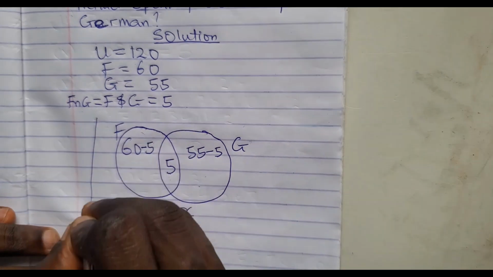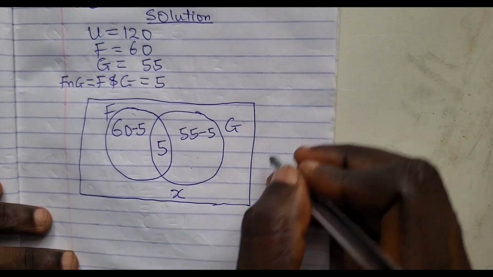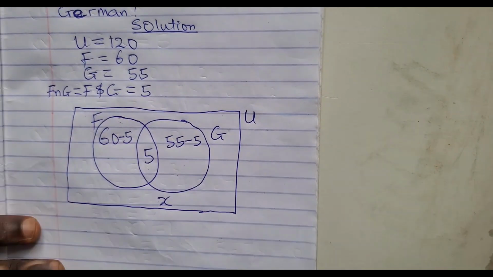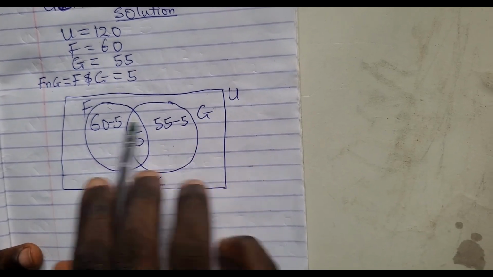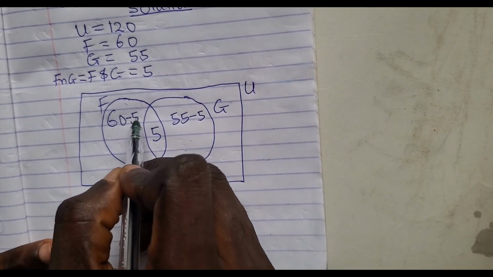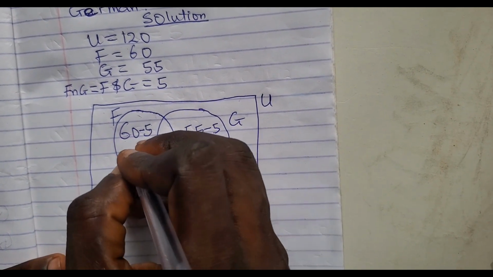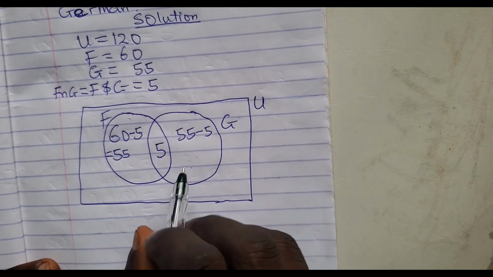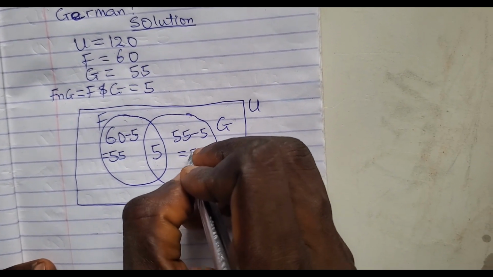So everything here, including this, is inside the universe. That is U. And our universe is equal to what? 120. So let's solve. We need to add all of them together. For here, we have 60 minus 5. What does that give us? That gives us 55. Here equals 55. Here we have 55 minus 5. That gives us what? That gives us 50.